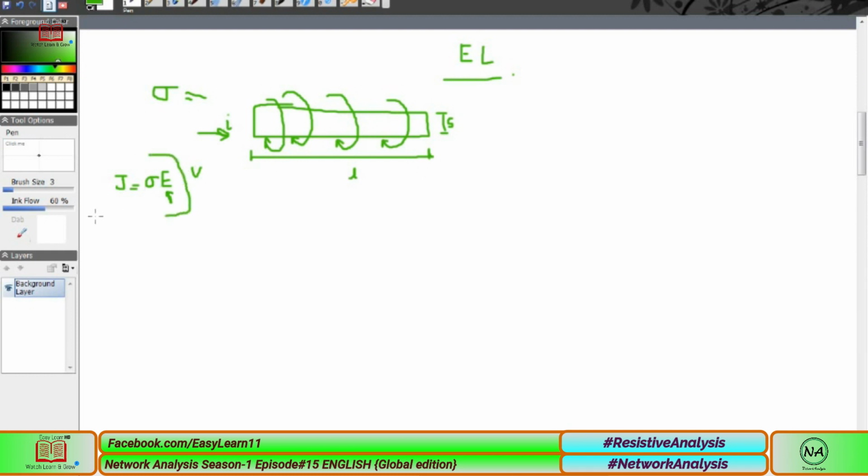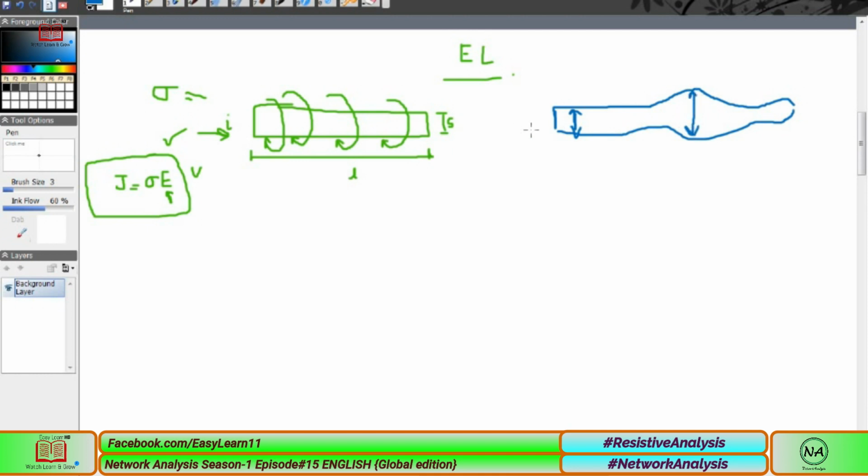So this formula is valid for the whole surface. But this is a simple geometry that I have drawn here, and the complex geometry case is this. This is complex because the area here is far more than in the previous section. The area between these two sections is not the same, so in this length L, the area varies many times. We can see this variation.